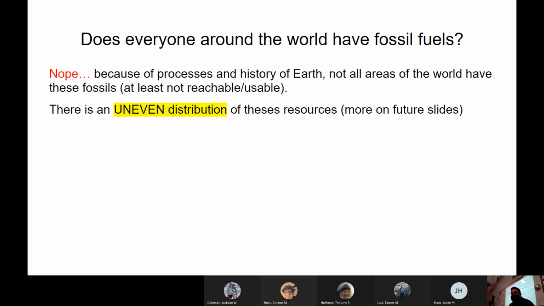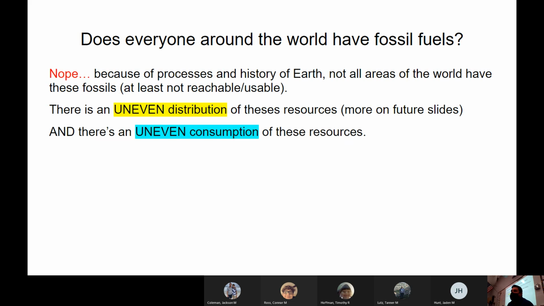Okay? Not only is there an unequal distribution, there is also an uneven consumption of energy. So there are some countries that don't have a lot of energy, but are using a lot of energy. Okay? And so that is an uneven consumption. Or there are some countries that are holding on to their resources and they're burning through all of it and not sharing with other people. Again, that is an uneven distribution.